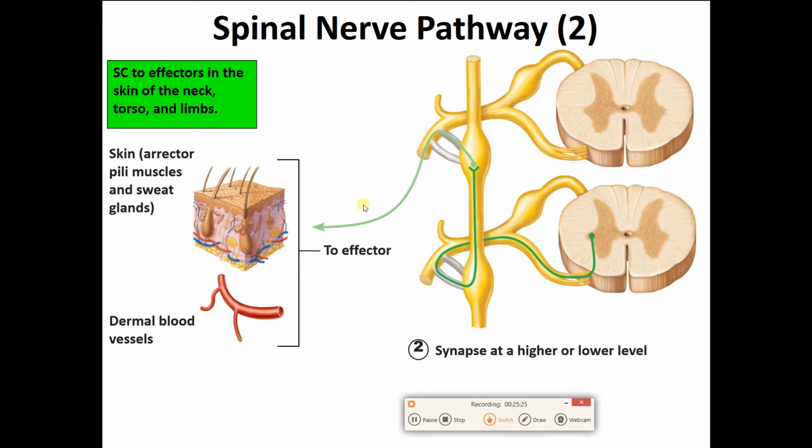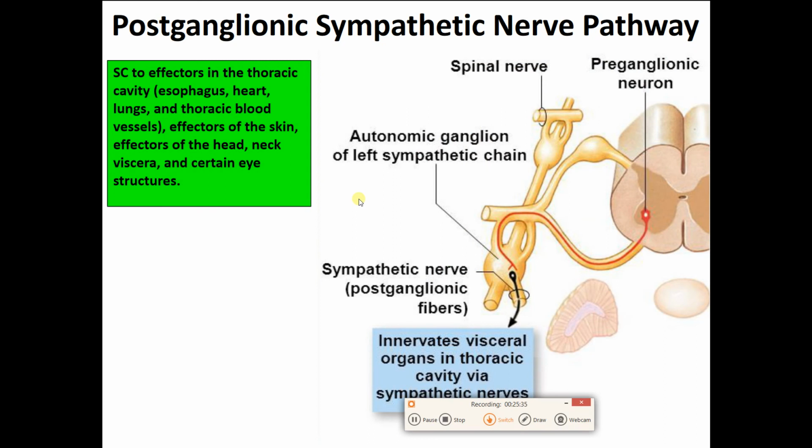All right, but where else do we need to go? Besides skin in the neck, torso, and limbs, there's other places we need to go, right? So let's figure out how we get there. Our next pathway is called the postganglionic sympathetic nerve pathway. And this is how we're going to get to effectors in the thorax. So I'm talking esophagus, heart, lungs, blood vessels in there as well.